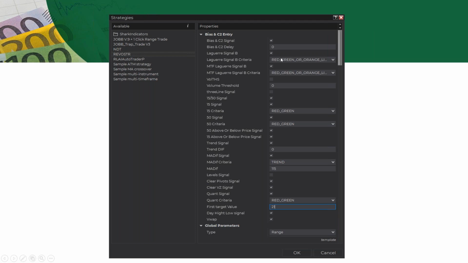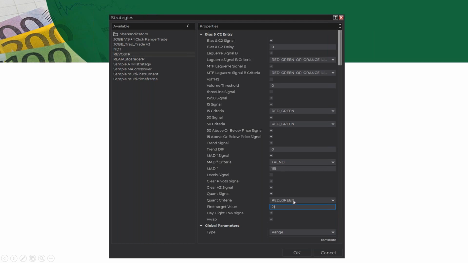Multiple time frame, we want it either red, green, or orange or lime. I don't trade them orange and lime, but the Auto Trader will trade at orange and lime. We want the 15 and the 50 either red or green. We want the MA diff, which is how far the market is away from the 50. If the MA diff gets too far, we don't take the trade. It will not take the trade.